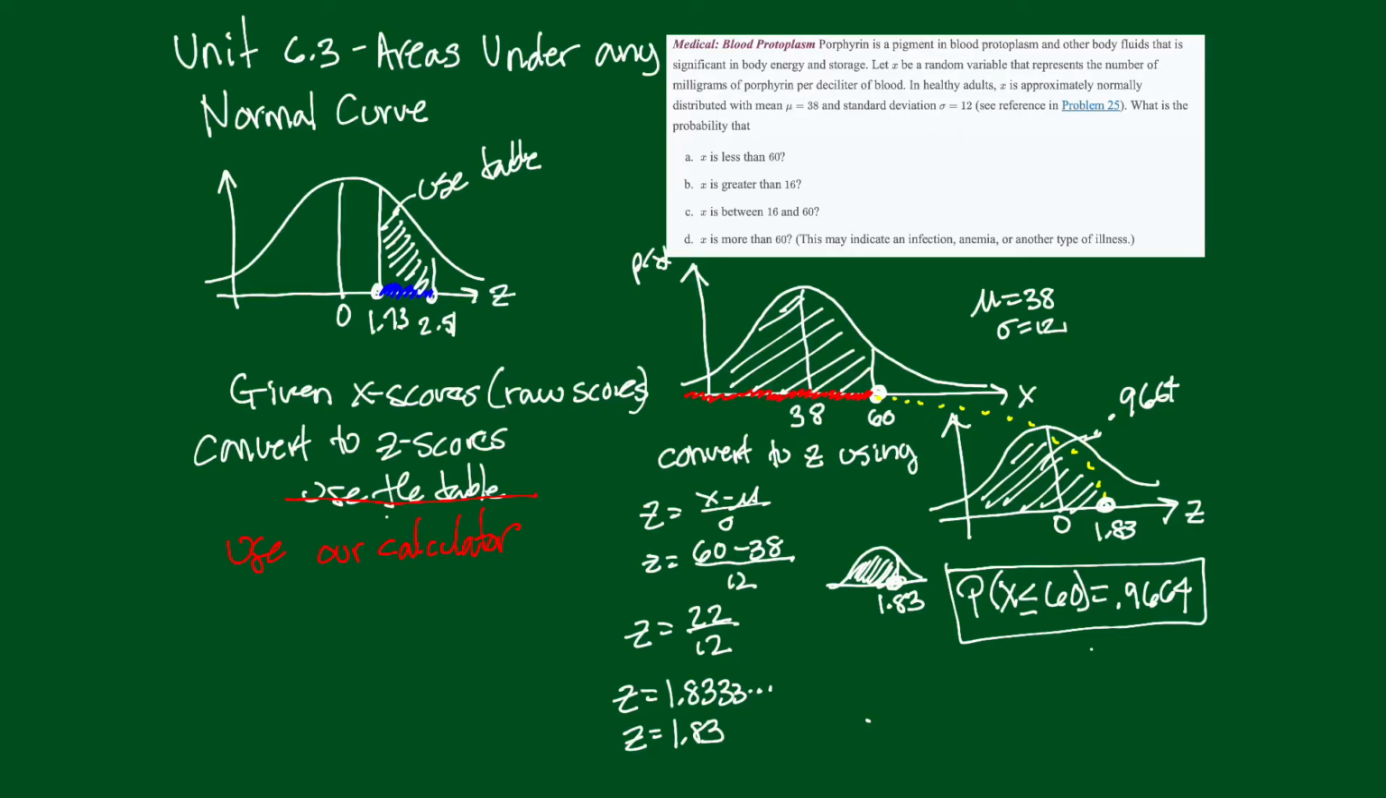But these tables are cumbersome. They take a long time to do, and I don't really need to do this now that I have some technology. So here's this problem again. Let's do it using some technology. Now here's part A. All right, so I'm going to do part A. What we want is the probability that x is less than 60.